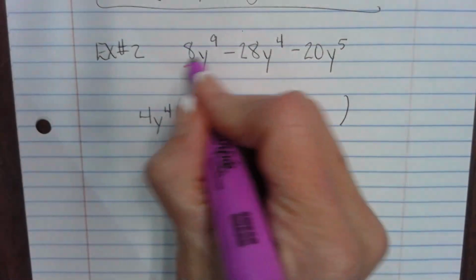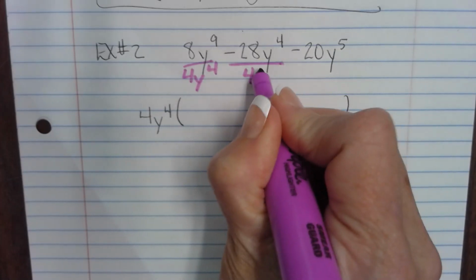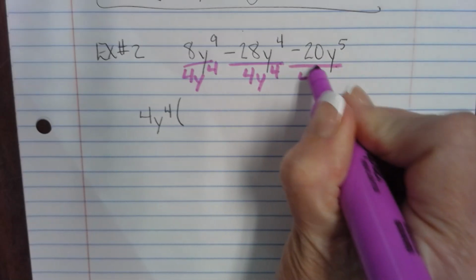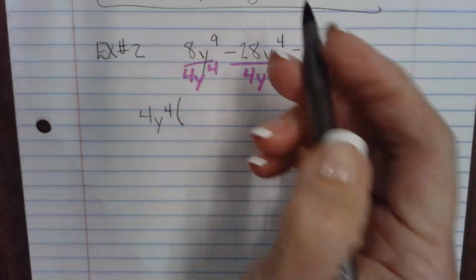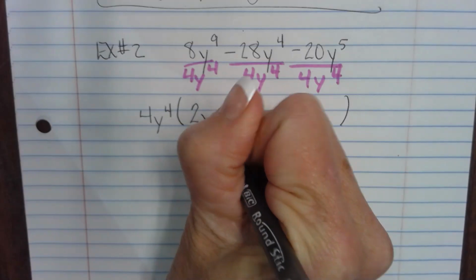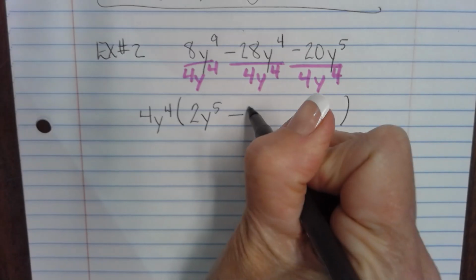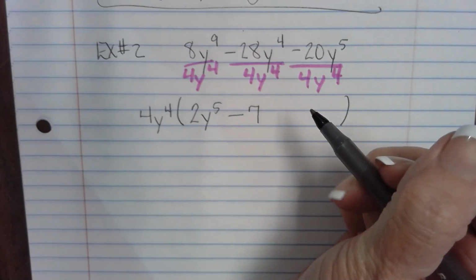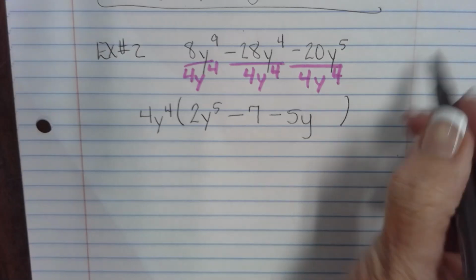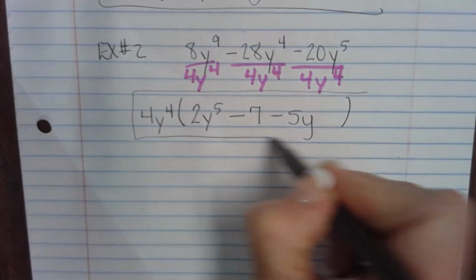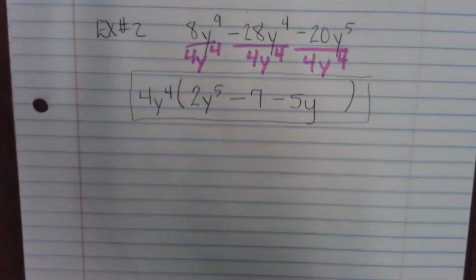All right. I am dividing all terms by 4y to the 4th. When I do that, the first slot is 2y to the 5th. The next slot is negative 7. The next slot is negative 5y. Factored form, standard form. We good?